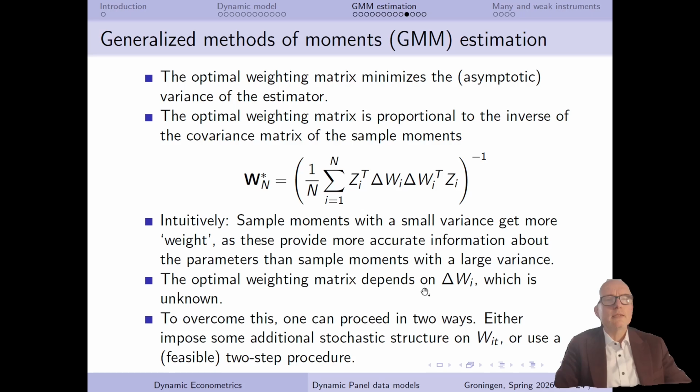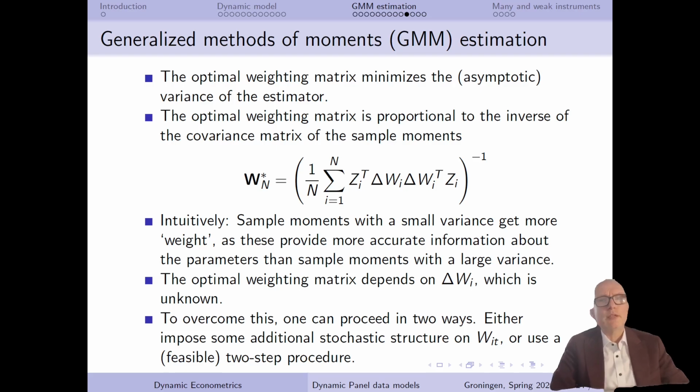Well, what we should realize is that the optimal weighing matrix is always going to minimize the asymptotic variance of the estimator. This implies that the optimal weighing matrix is proportional to the inverse of the covariance matrix of the sample moments. That means that our optimal weighing matrix, that I'm going to denote here by Wn star, is going to be equal to this matrix that we have over here, which is the sum over Zi transposed times delta Wi times delta Wi transposed times Zi. We are going to sum that up and divide by the number of observations that we have, and we still have to take the inverse over here.